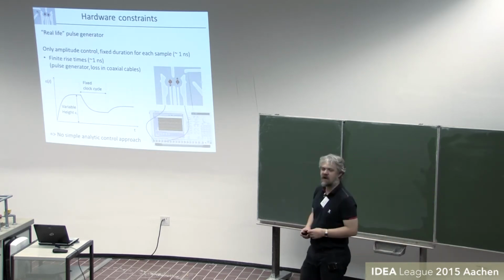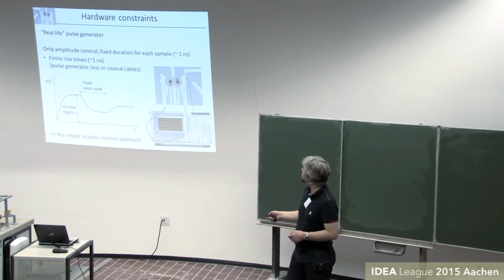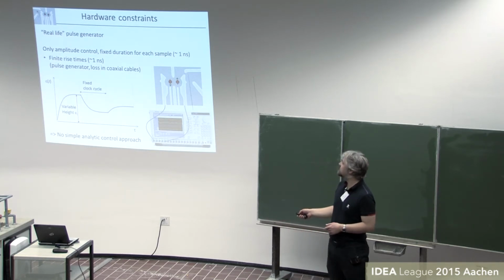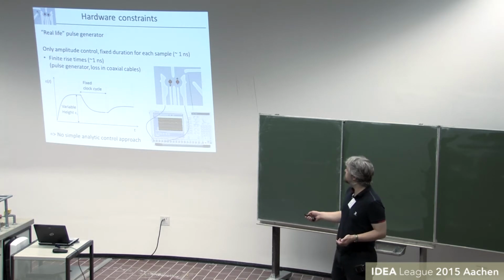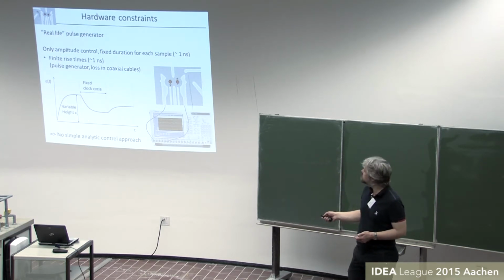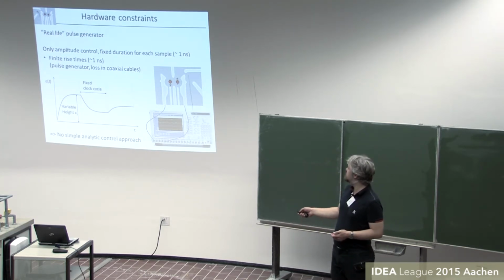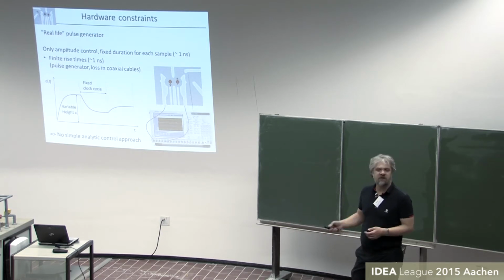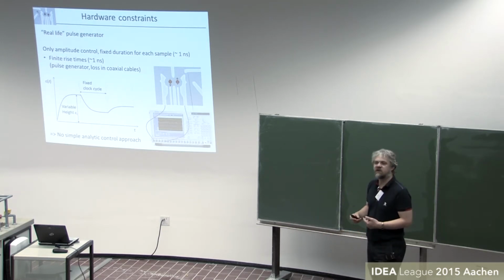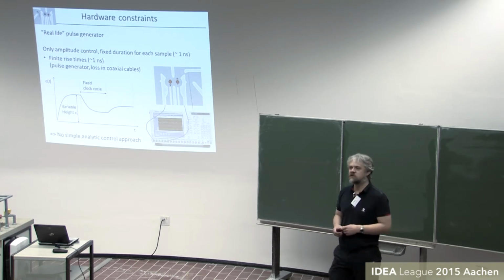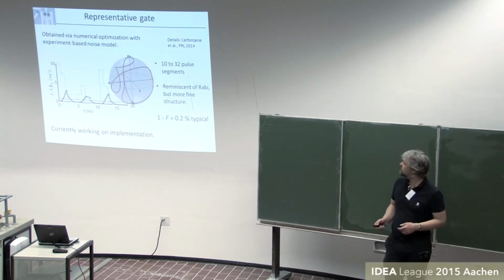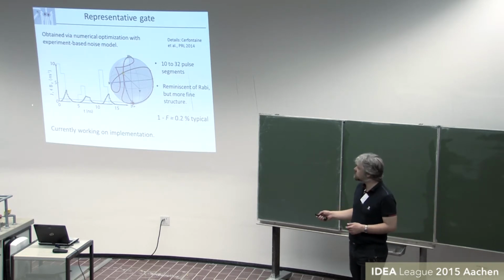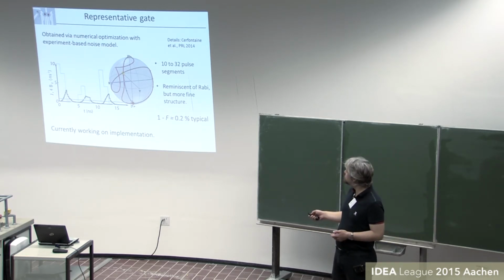Furthermore, there are certain hardware constraints. Your pulse generators have a fixed clock cycle, can only update their output voltage about once a nanosecond, otherwise it becomes annoyingly expensive and more noisy. Also, there are finite rise times. They do not update instantaneously, so many of the analytic or intuitive constructions don't work directly. And we started to do numerics and then just optimize pulses that do what we want them to do.